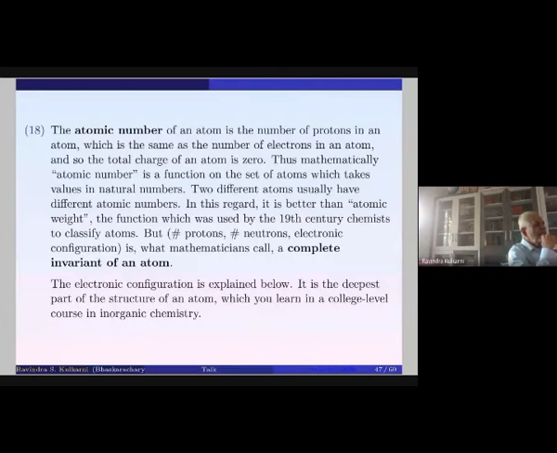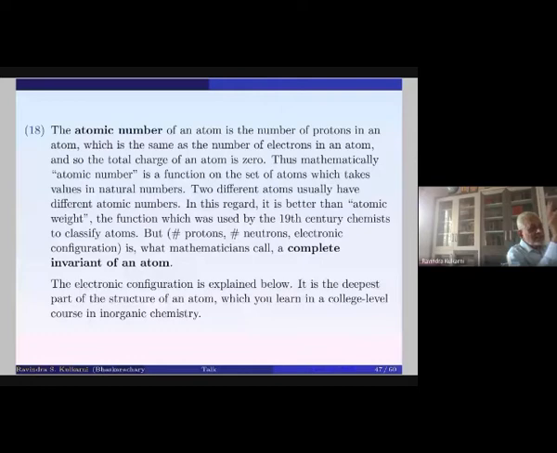Now, atomic number. The atom is not only hydrogen, helium, lithium, beryllium, but each atom also has this nucleus, which has protons, neutrons, and outside there are electrons. So the atomic number of an atom is a natural number, the number of protons in an atom, which is the same as the number of electrons in an atom, so that the total charge of an atom is 0. Thus, mathematically, atomic number is a function on the set of atoms which takes values in natural numbers.